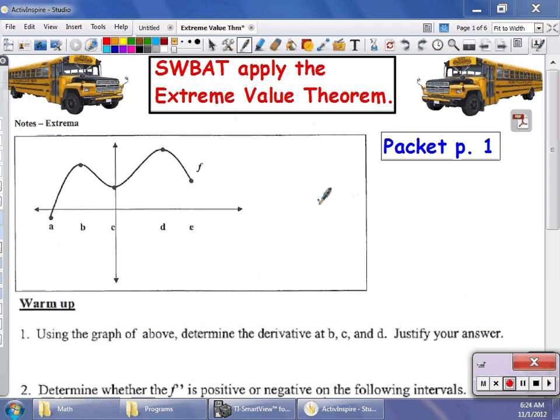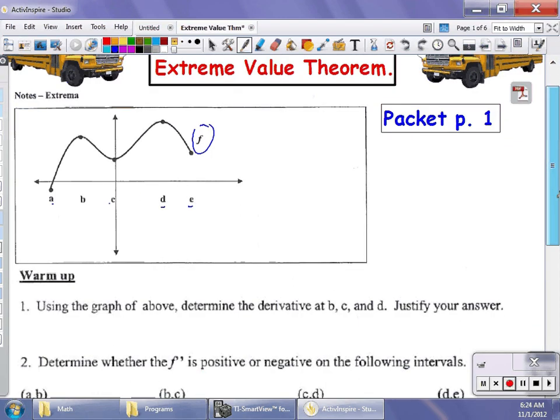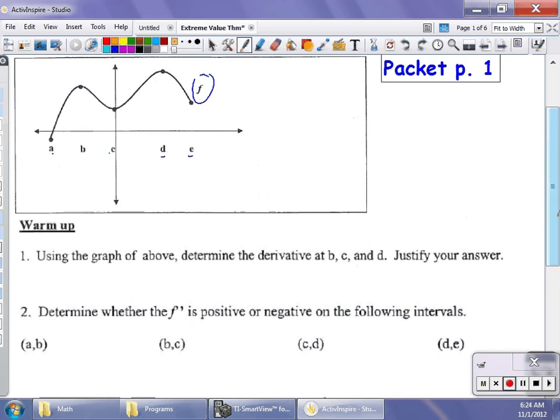Alright, so before we get into the extreme value theorem, let's take a look at this warm-up. You've been given a graph, and the name of the graph is f, and there are particular values of x that have been indicated. There's a value at a, b, c, d, and e. So question number 1 in the warm-up says, using the graph above, determine the derivative. It really should say estimate the derivative, because you can't determine it exactly since you don't know the function or the function values. But let's say estimate the derivative at b, c, and d.